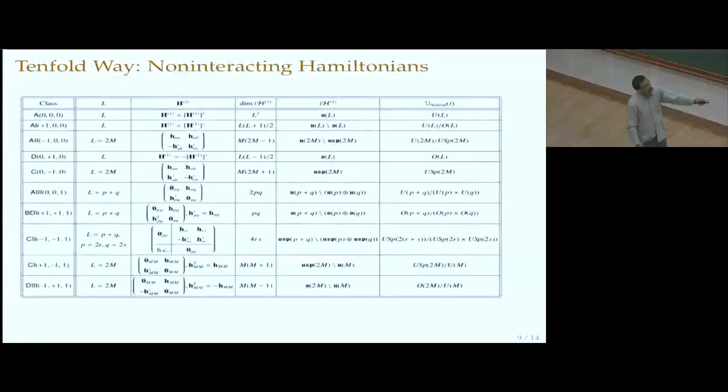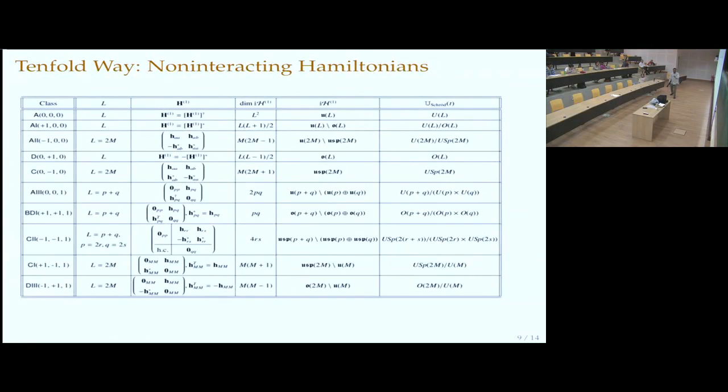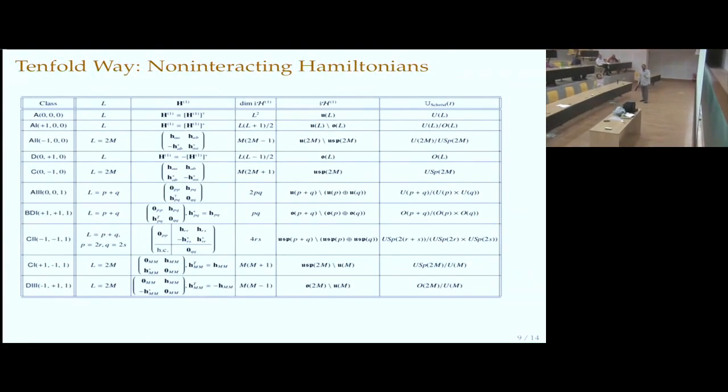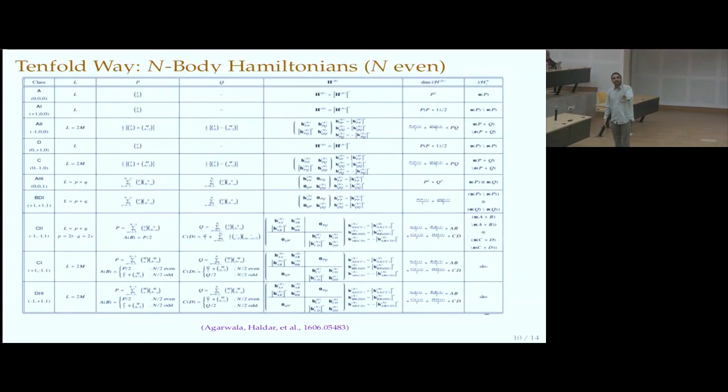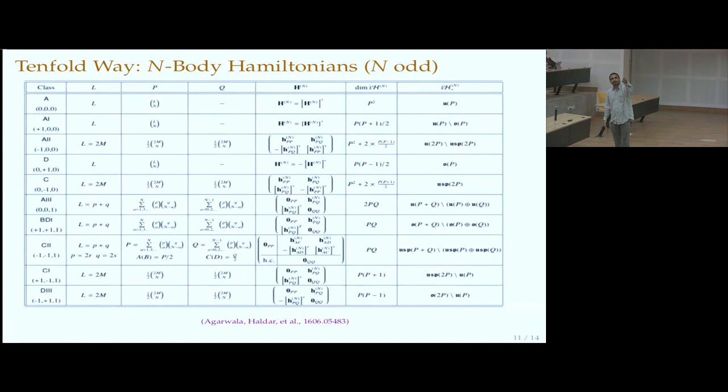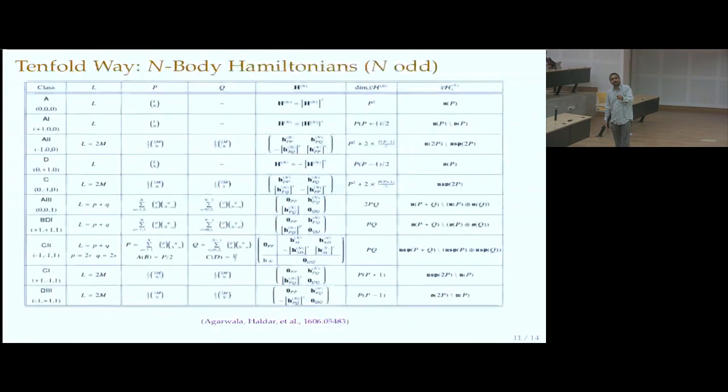Okay. Let me just flash two transparencies to advertise the work of my friends. So Arijit and Adeep have actually classified the structures of Hamiltonians of any arbitrary n-body interactions in any of these classes. This is for when n is odd, and the next one is for when n is even. Okay, all right.